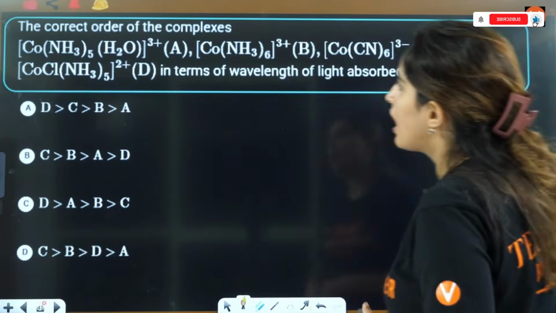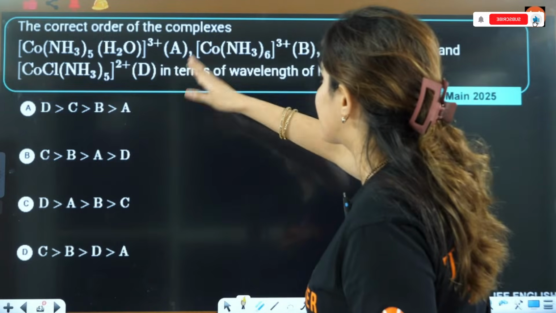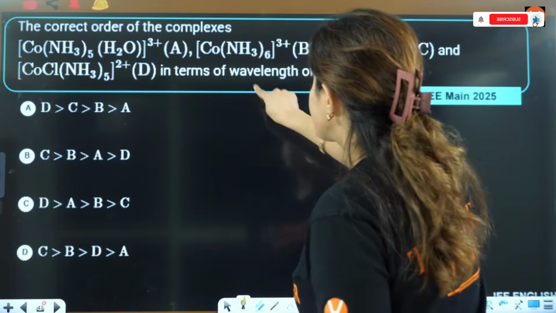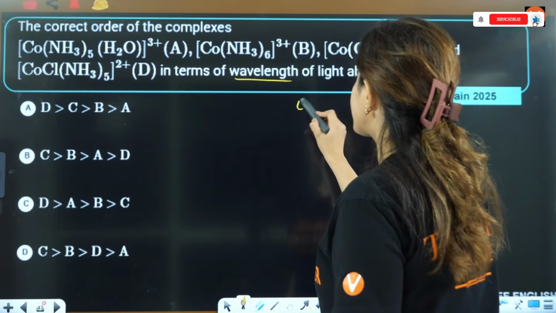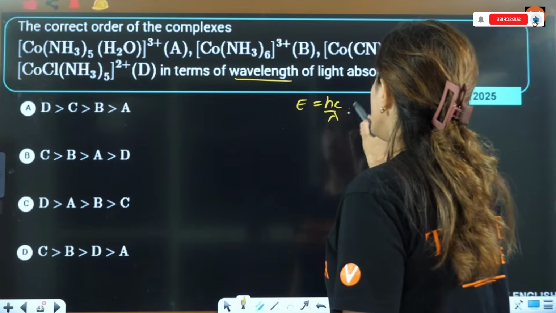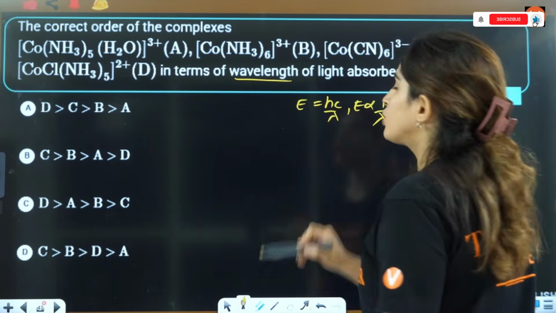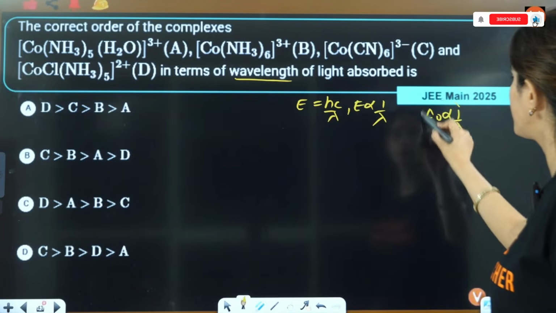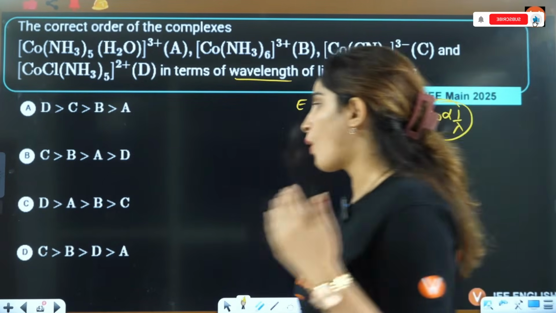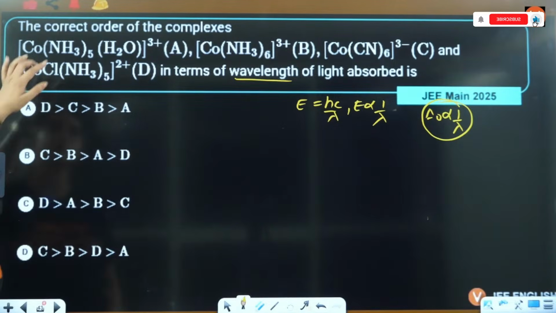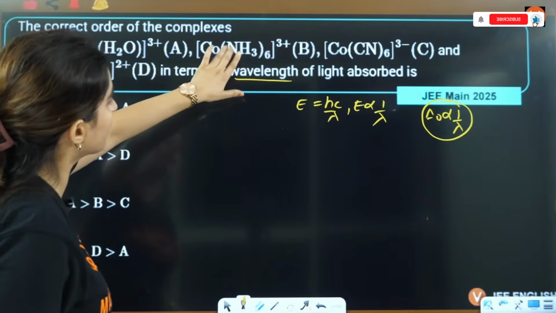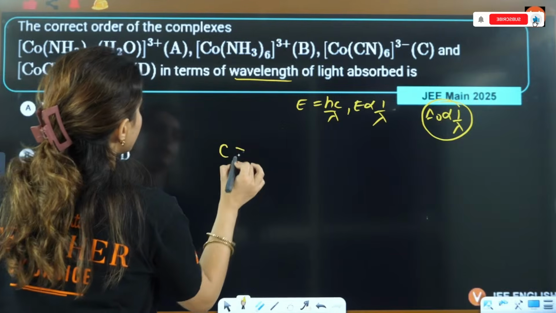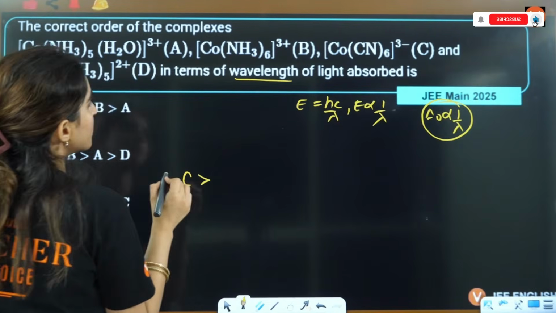They say the correct order of complexes, this you have to tell, right? And in terms of wavelength, now E is equal to hc by lambda. So energy is inversely proportional to lambda. All you have to see is that delta O is inversely proportional to lambda. So what is the order? This is only ammonia, this is ammonia 6, this is CN. So CN is strongest, so it will be C. C has maximum delta O.